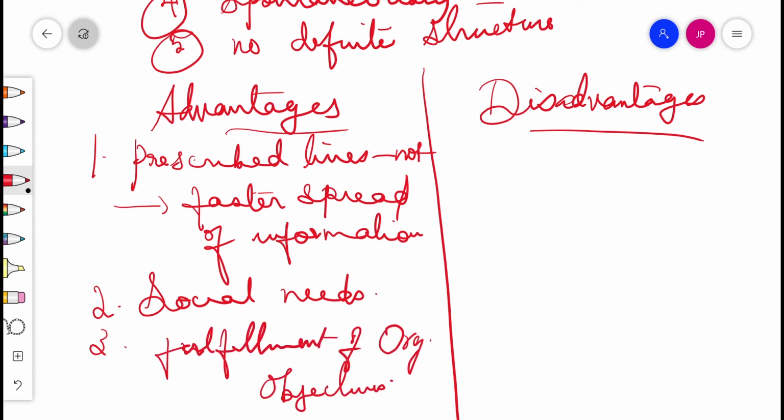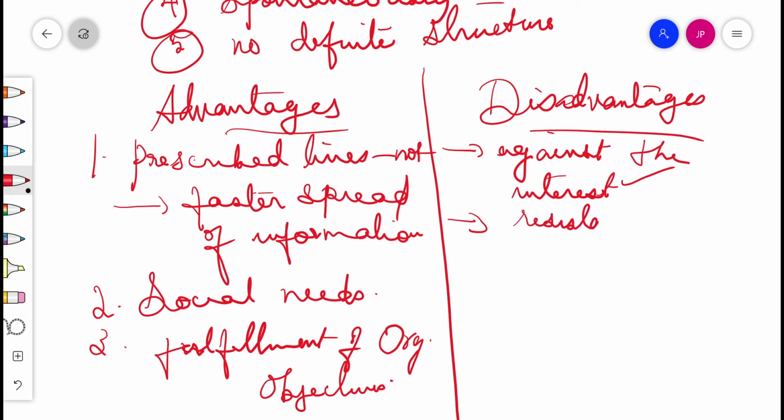Yes, what are the disadvantages or limitations? The informal organization has certain disadvantages. Sometimes it may be against the interest of the formal organization. Secondly, management may not be successful in implementing changes if the informal organization opposes them. Such resistance to change may delay or restrict growth.